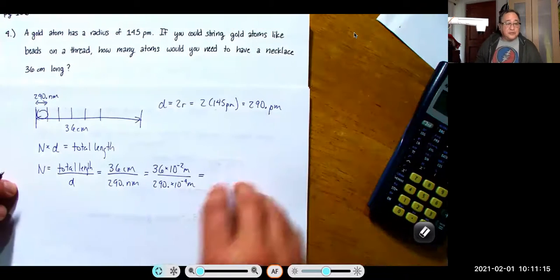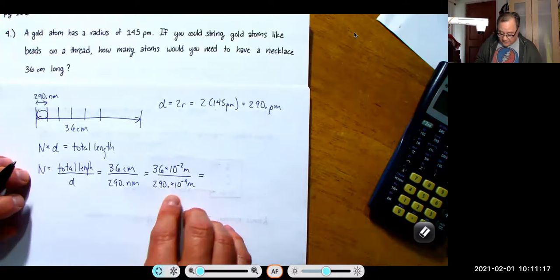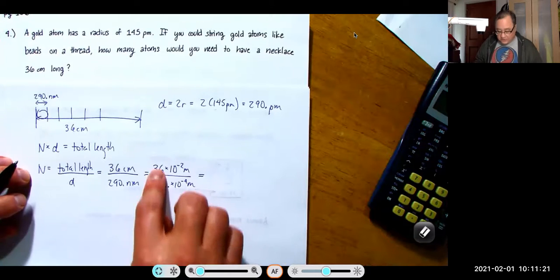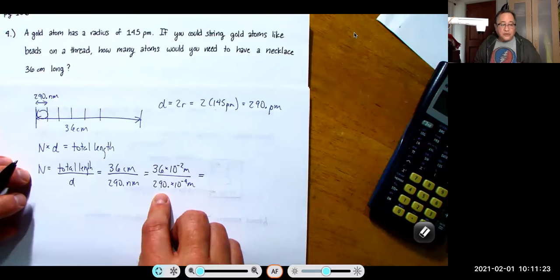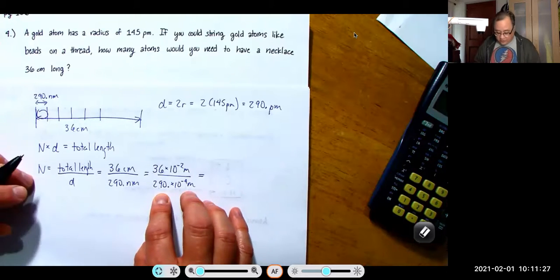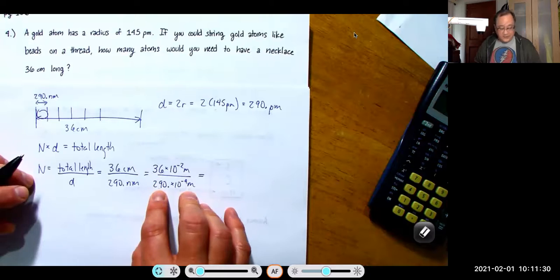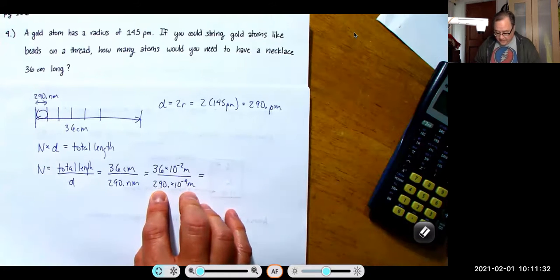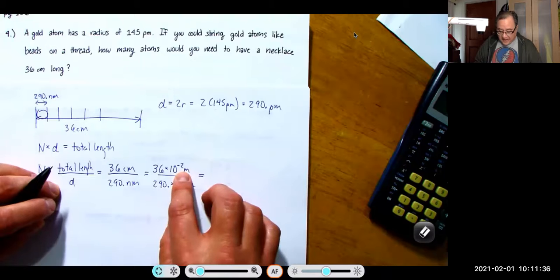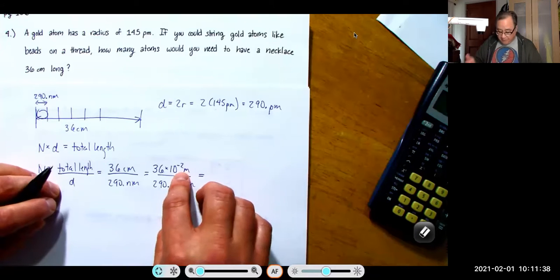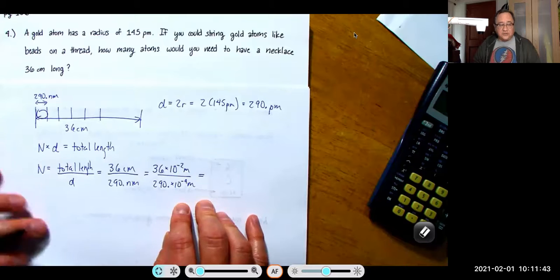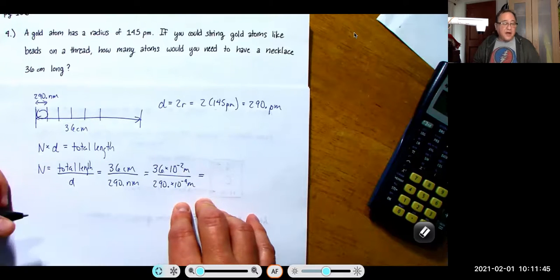And I can also substitute 10 to the minus 9 for nano. And when I look at this, I think 36 over 290 is almost 1/10, but a little bit more than 1/10, because 29 over 290 would be 1/10. 10 to the minus 9, when I bring it into the numerator, would be 10 to the positive 9. Add it to minus 2, and I have 10 to the positive 7 times 1/10.